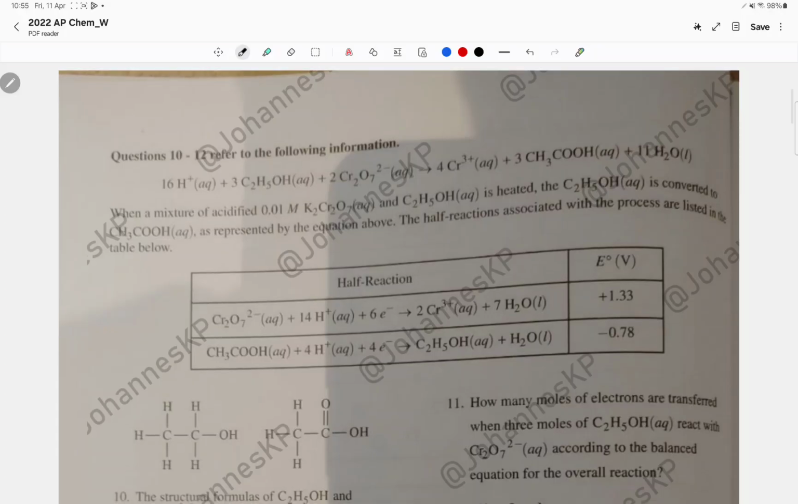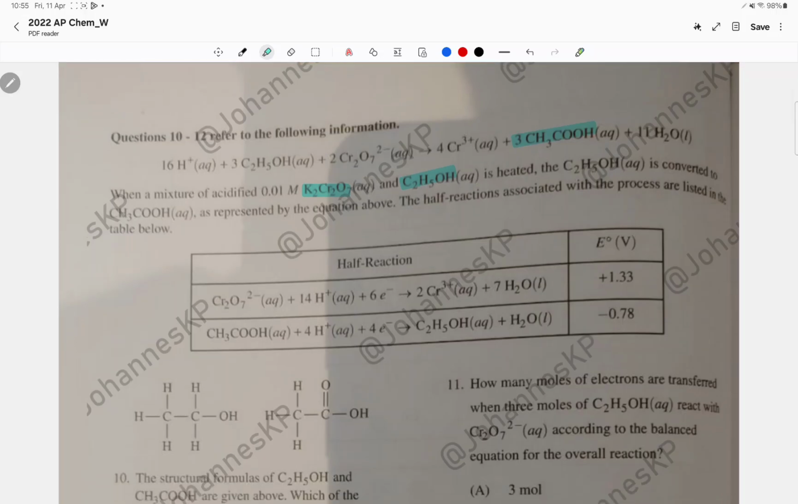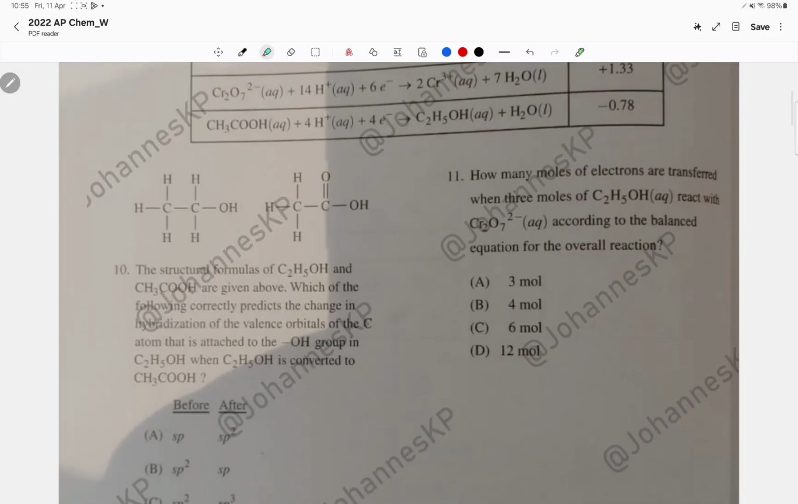So here we have a nice reaction between K2Cr2O7 and C2H5OH. And we get this weak acid CH3COOH, called acetic acid. Okay. The structural formulas of C2H5OH and CH3COOH are given above.